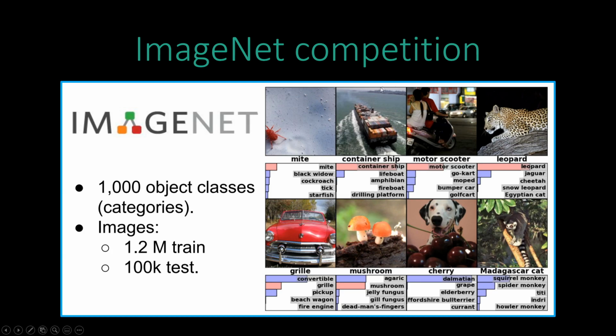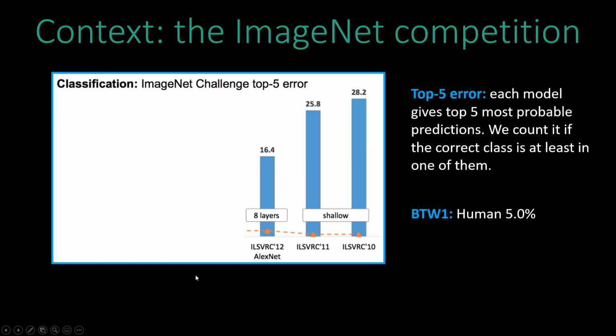So what it means is that, for example, this image will be labeled as container ship. Okay, so instead of having a dataset with 10 handwritten numbers, 0 to 9, we are going to categories from 0 to 1,000.